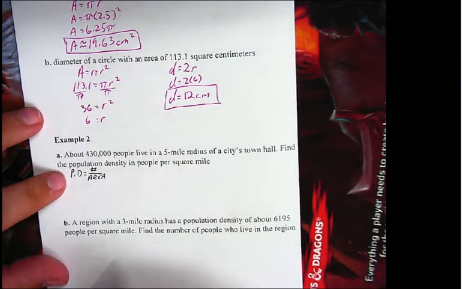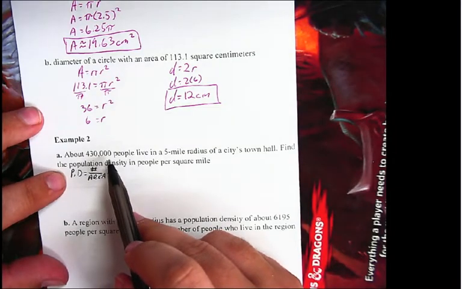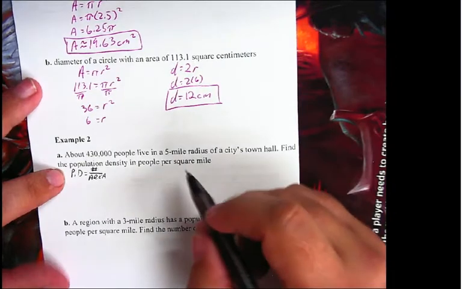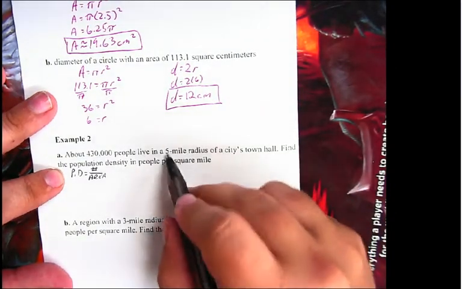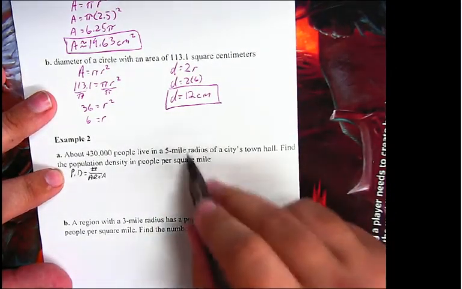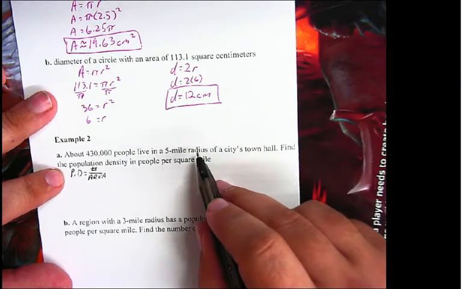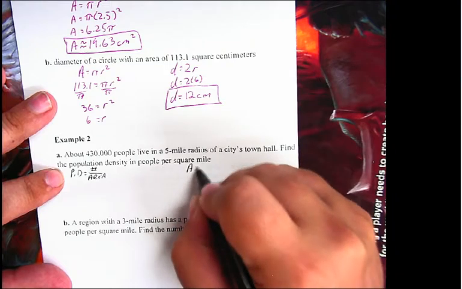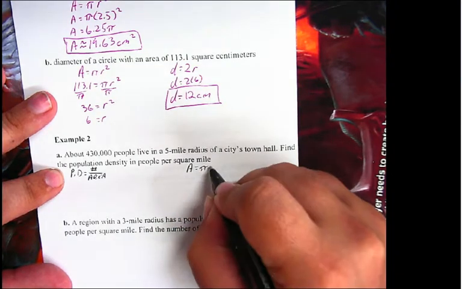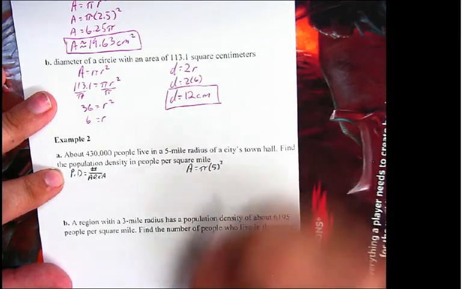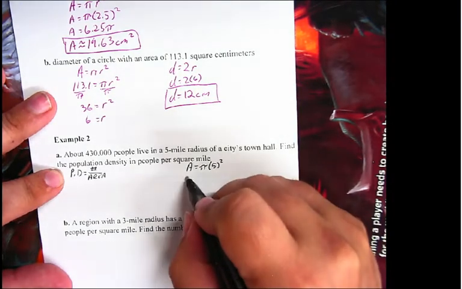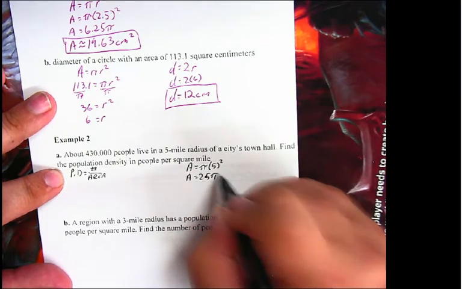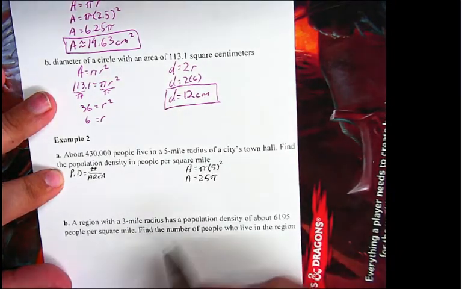All right, so I know how many people live here. I don't know the area. They didn't give me that. So let's find the area. Area, let's see, a 5-mile radius. Well, anytime you're looking at radius, you're talking about circles. So we want the area of a circle. So area is going to be pi times 5 squared. Well, that's 25. So area equals 25 pi. And I'm going to leave it like that.